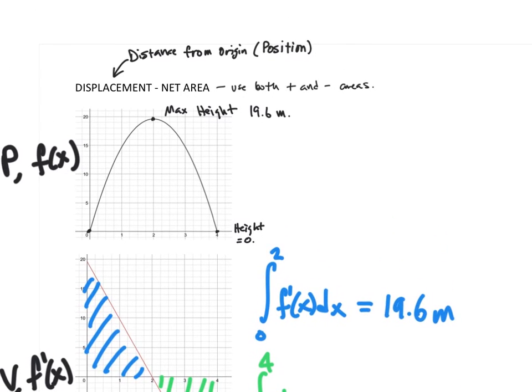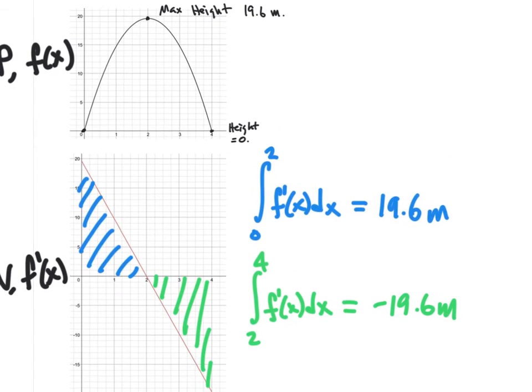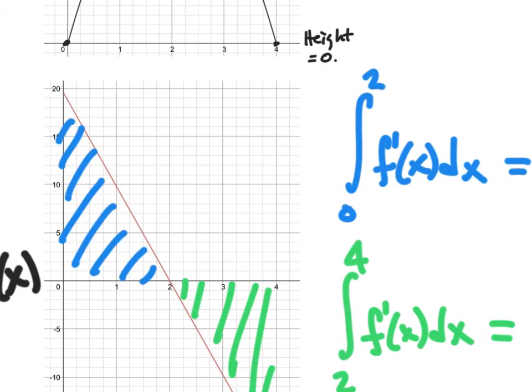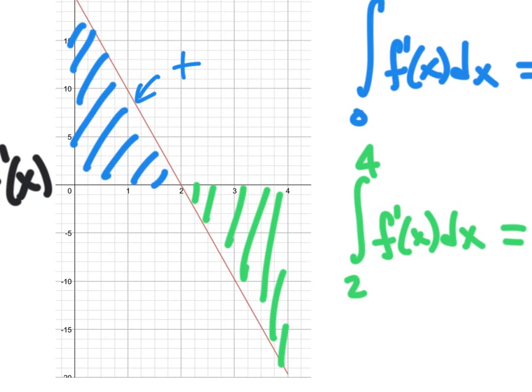We have to talk about its position, okay? So what I want to say here is that our area under the curve, if it's above the x-axis, is positive area. And if it's below the x-axis, then this is negative area, okay? So positive area and negative area.